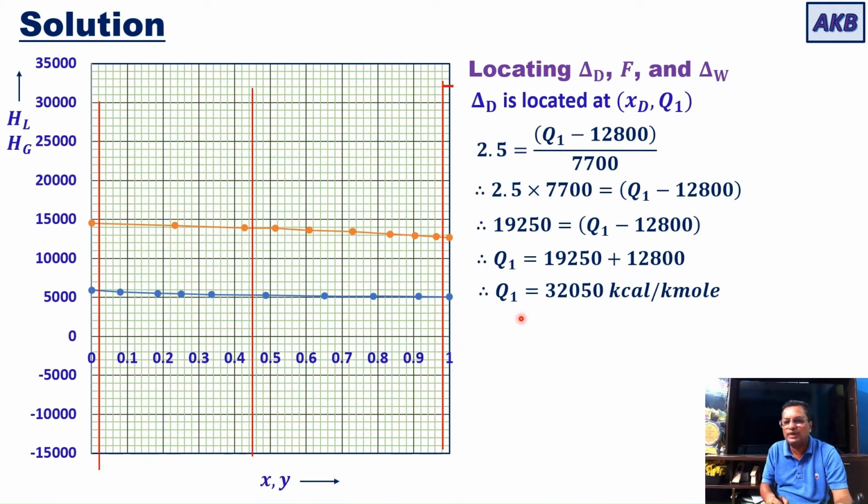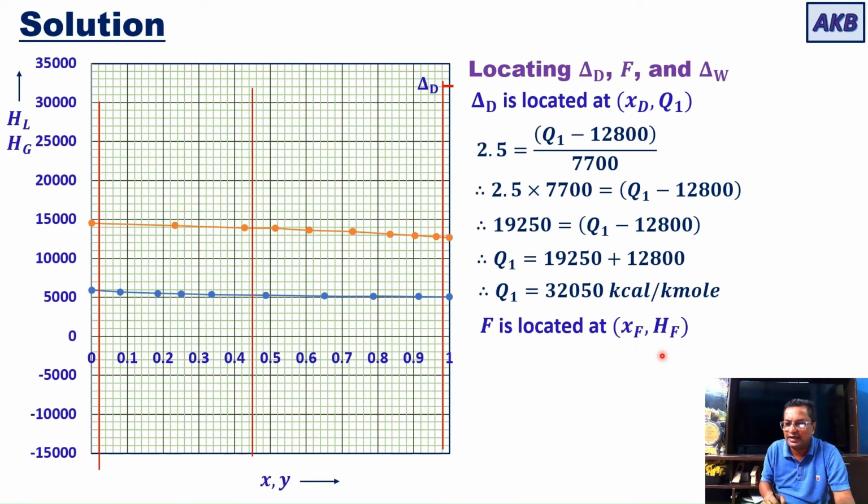And once Q1 is known to you, you can locate it over here. So 32050 comes out at this point. When you locate Q1, you move on to the vertical line through Hd, and where you get the intersection, that point will be nothing but delta D. So in this way, point delta D is located.